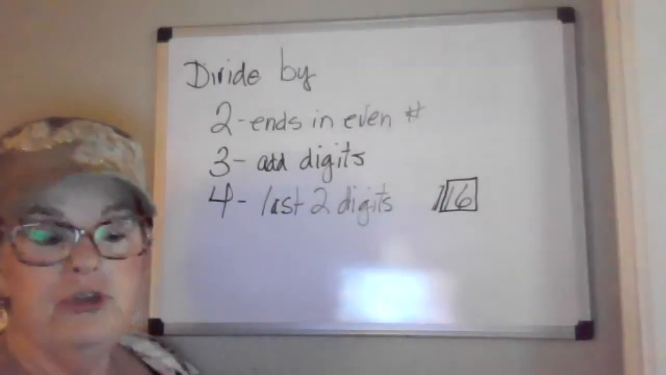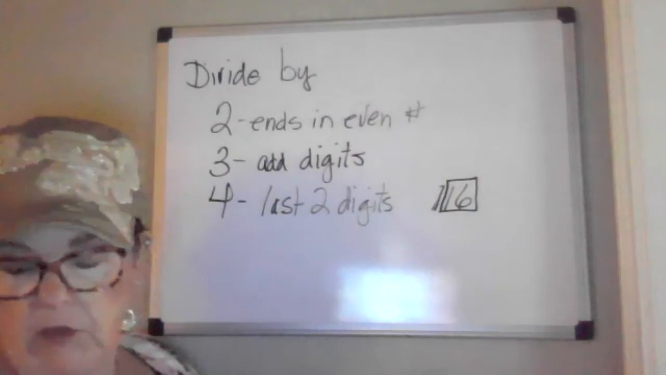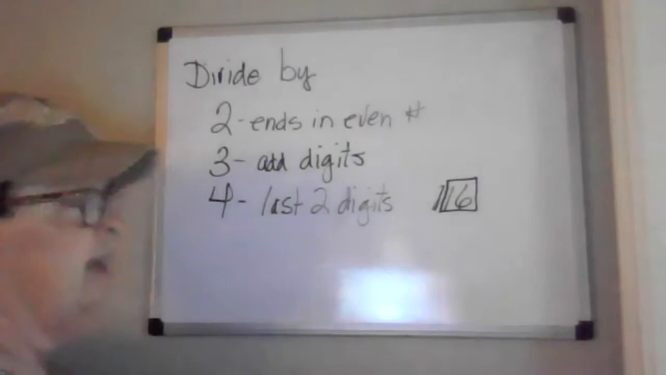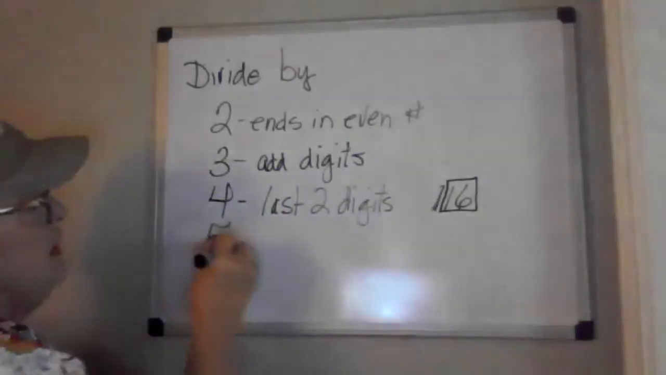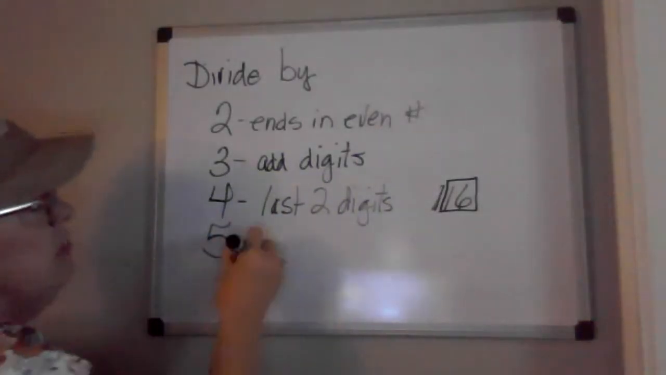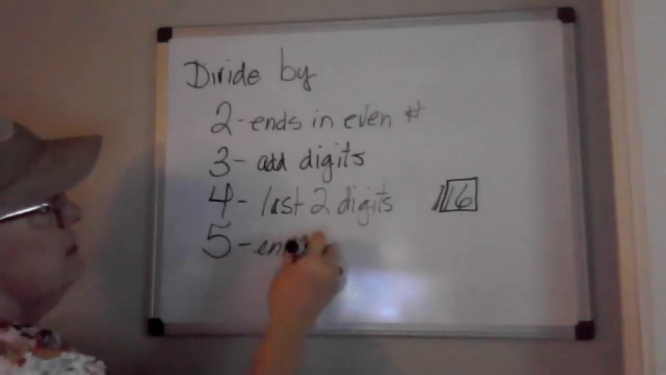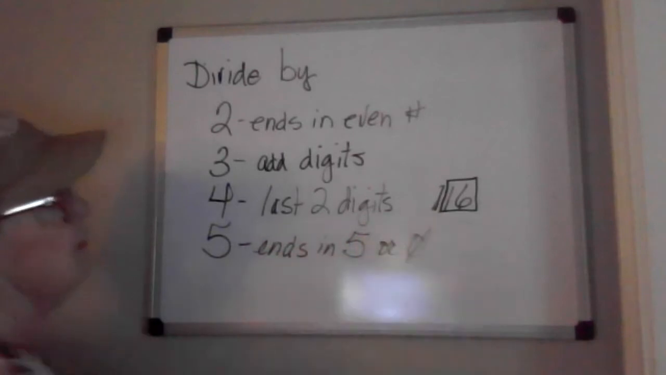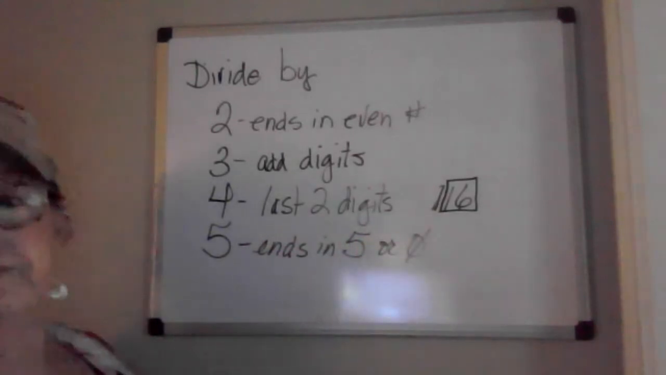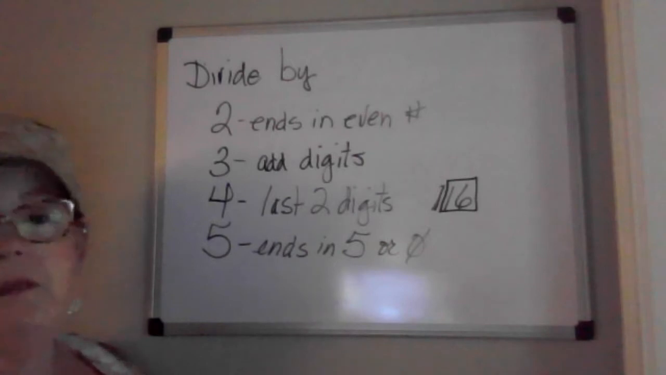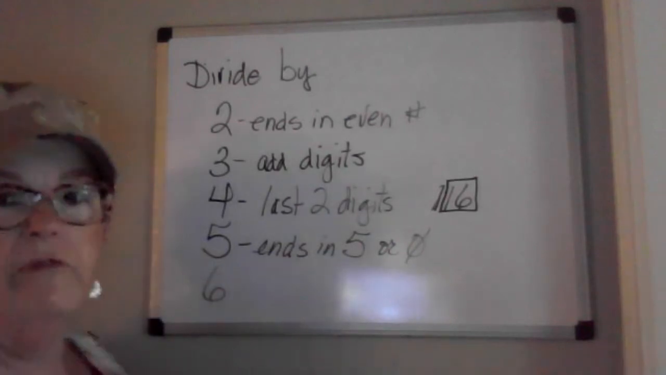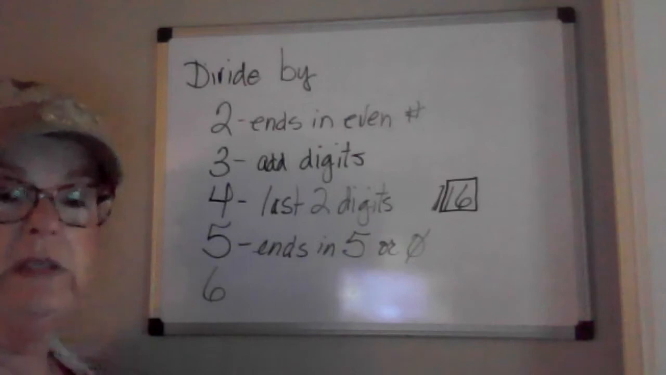Now, you don't have to be able to call all these to memory in the next 5 minutes. It's something you get used to, but you will have the divisibility rules in your binder to look back at and practice. 5 is really easy. Any number that ends in 5 or 0 will divide by 5. 6. We're not going to go on forever.